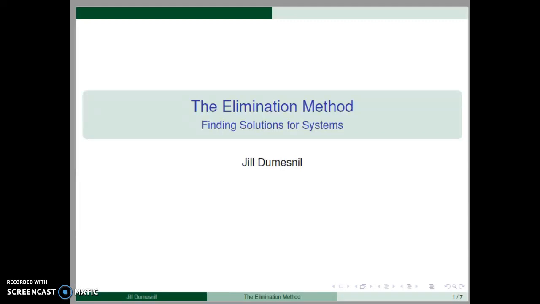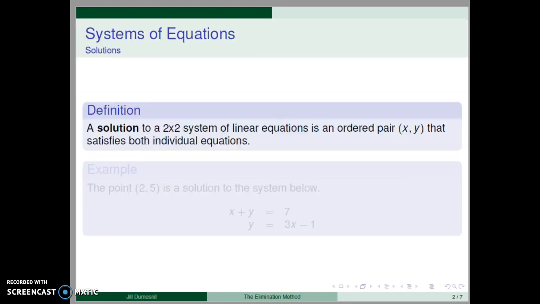In this presentation, we will discuss the elimination method for solving systems of equations. Recall that a solution to a 2x2 system of linear equations is an ordered pair of the form (x, y) that satisfies both equations. For example, the point (2, 5) is a solution to the system with equations x + y = 7 and y = 3x - 1, because x = 2 and y = 5 satisfy both equations.